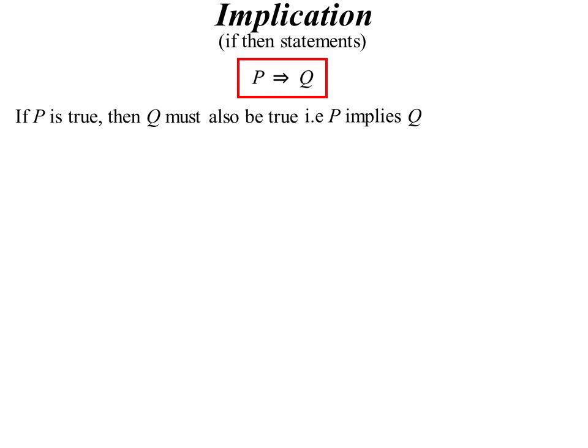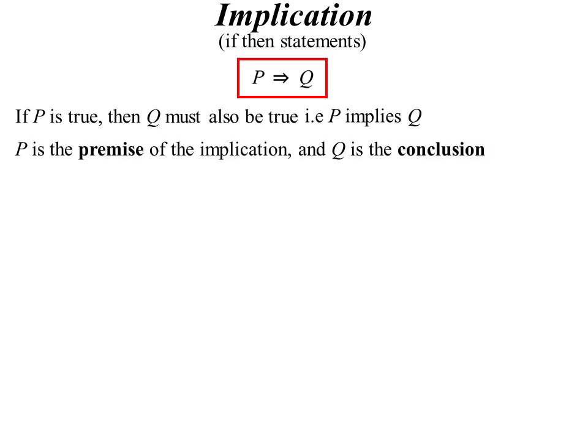Implication. So our if-then statements. If P, then Q. P implies Q. So that's what we're saying. If P is true, then Q must also be true. Because P implies Q. Now, P is what we call the premise of the implication, whereas Q is our conclusion. If I've got my premise, then I can conclude that I've got Q. P implies Q.